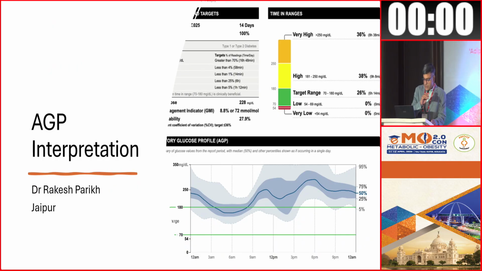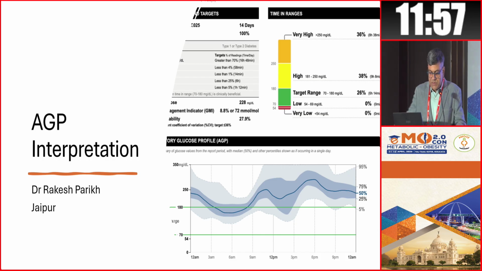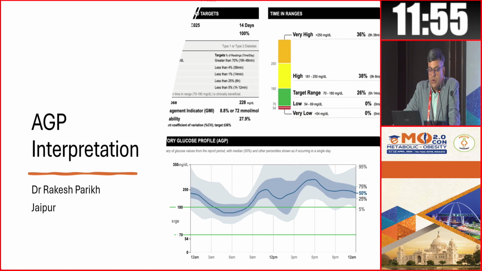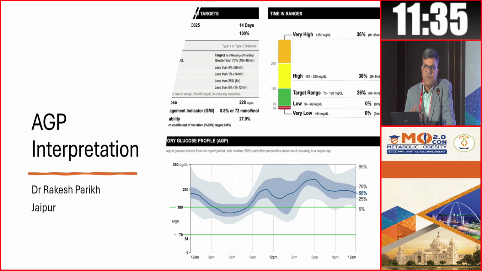Thank you, Supratik, and the organizers for inviting me to speak on the topic, which is AGP interpretation. I'm sure most of you are aware of CGM, which is continuous glucose monitoring, and you must have seen the device used for it. AGP is basically software which analyzes the data collected by the CGM and creates a report that can visualize and give you information about the patient's glycemic profile.